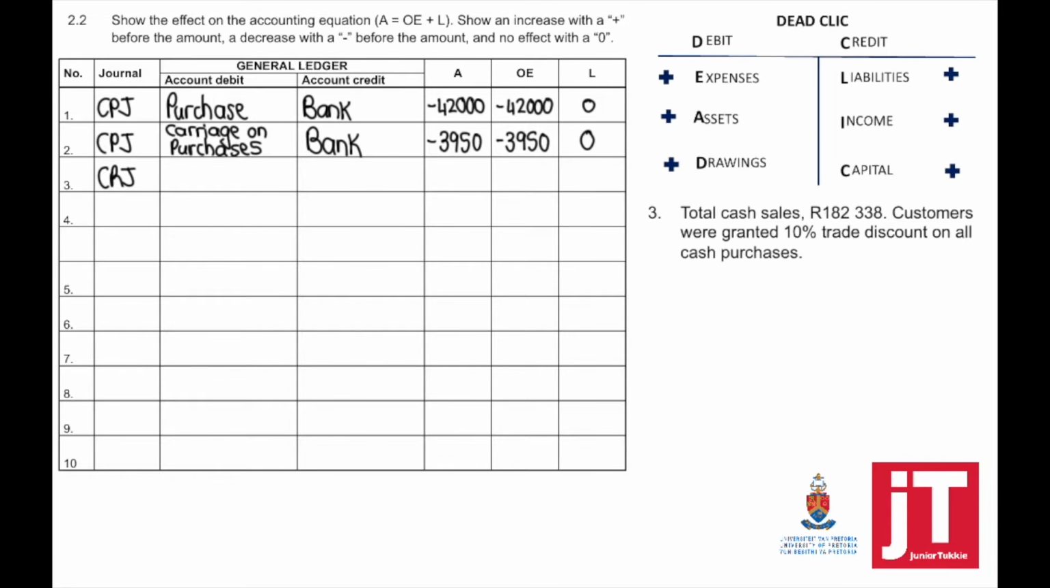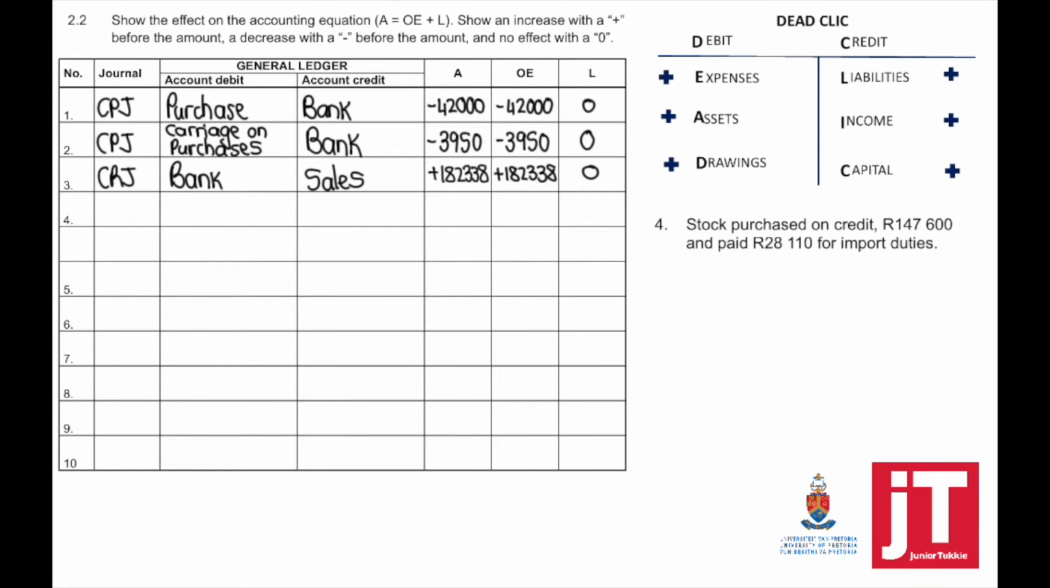This is cash sales, which means cash receipts journal. From the cash receipts journal, bank is debited, sales is credited. Bank is regarded as an asset because we have a favorable bank balance, so my assets will increase, my income will increase, which means it will have a positive effect on the owner's equity.